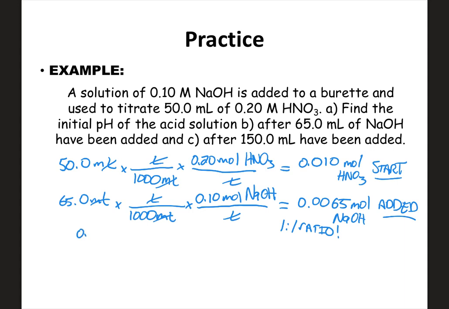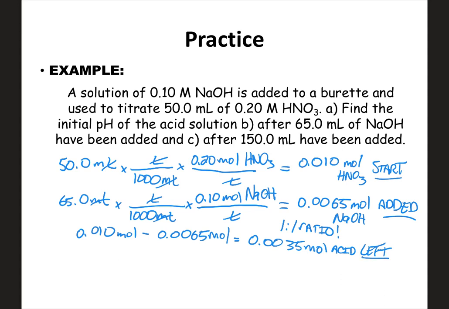So 0.010 moles of the acid I started with minus the amount of base that I added, and I actually end up having 0.0035 moles of the acid left over. Okay, I did not add enough base to neutralize all the acid. That's why I still have more acid remaining.